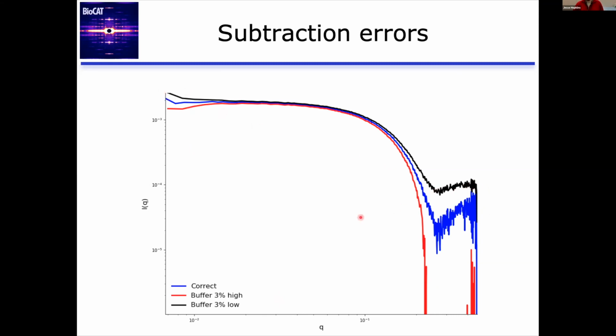You might not see all of these. It depends on how you've messed up your buffer, but usually one of these will show up as a buffer subtraction issue. And this is why it's so important. Even a few percent change in the buffer will lead to significant errors in your scattering profile and throw off all the rest of the analysis.